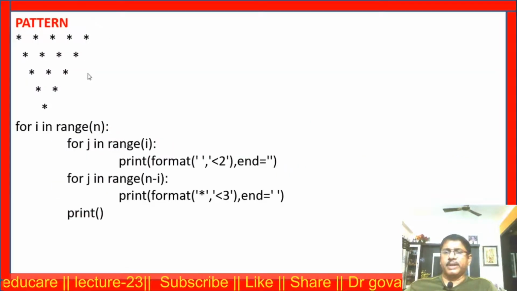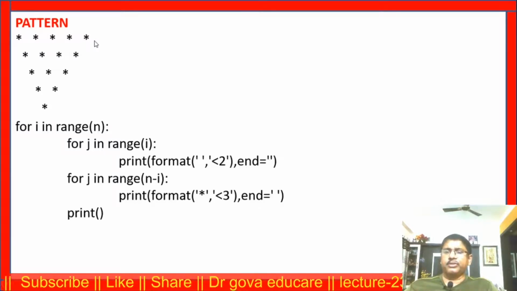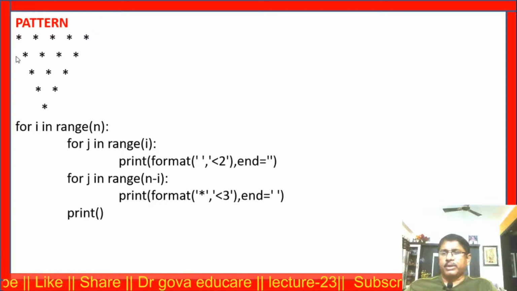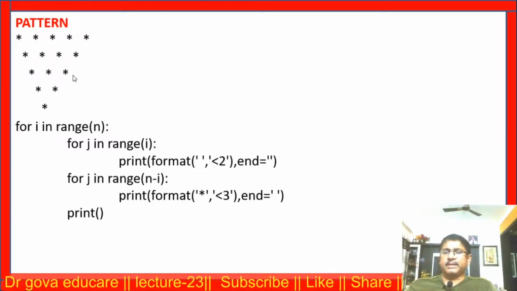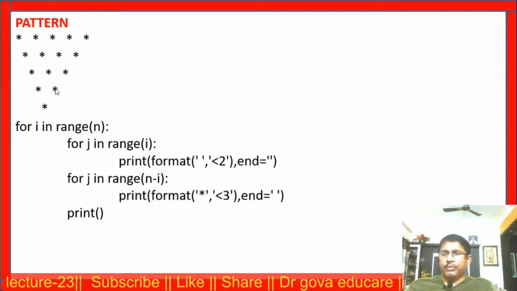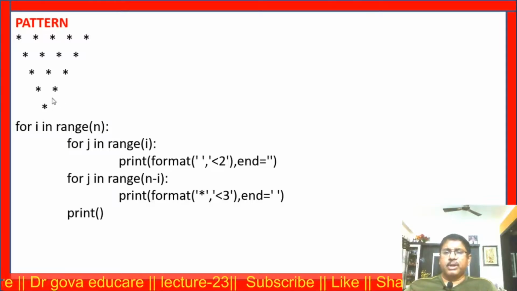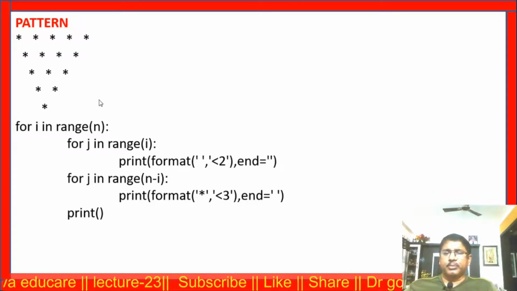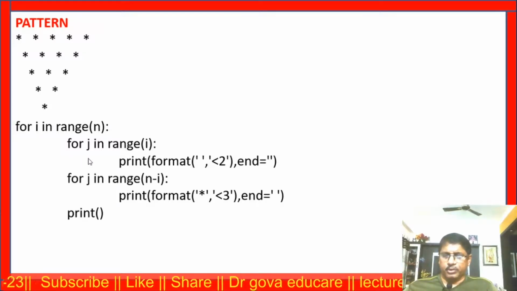Now this is the pattern program. Here first 5 stars will be displayed. After 1 space, 4 stars. After 2 spaces, 3 stars. After 3 spaces, 2 stars. Now the last 1 star. Now I am using the same program like this. This is the program. Now I am going to write the program.